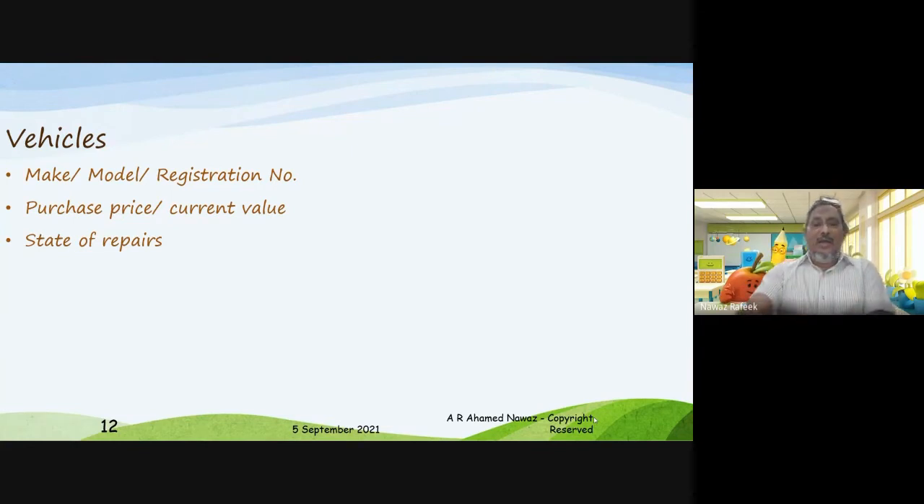Then, what are the purchase price and the current value? If possible, get a valuation report. Recently I saw LB Finance has sent a message saying that the current market price has increased. Therefore, contact the insurance agent and try to increase the insured value of the vehicle to the market value.